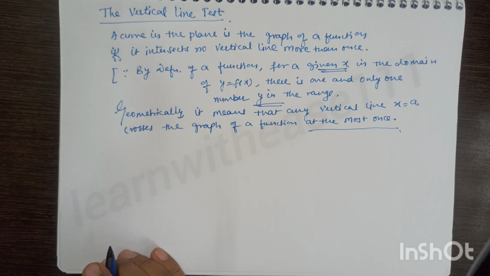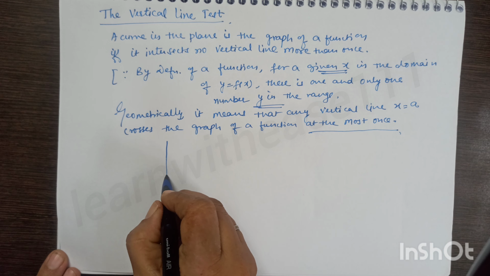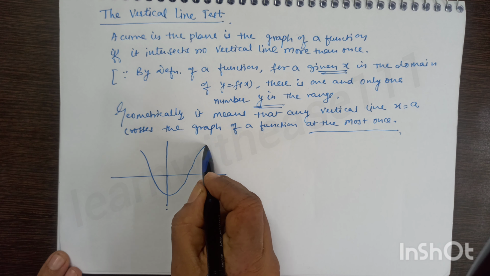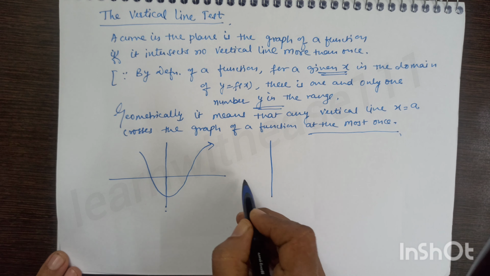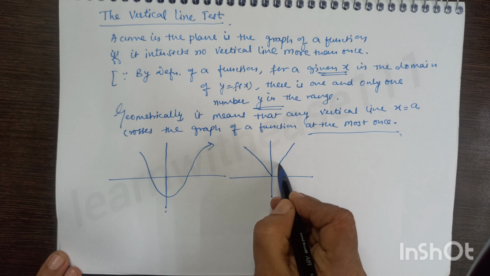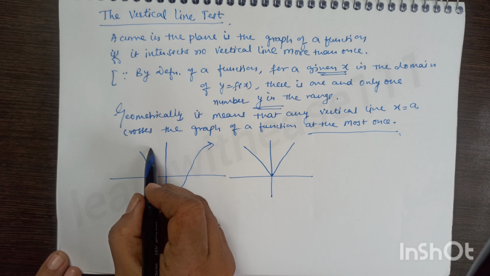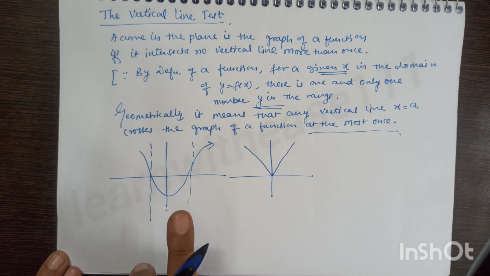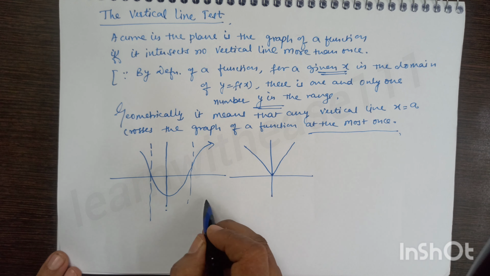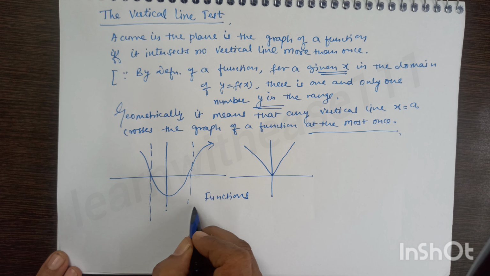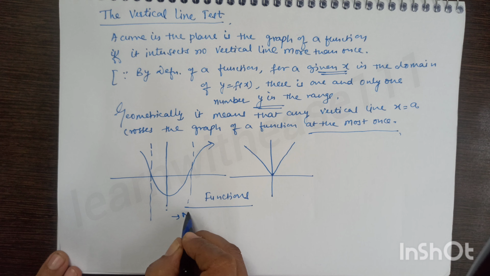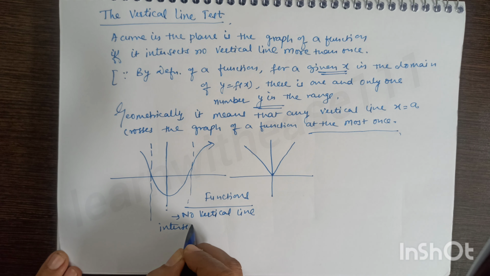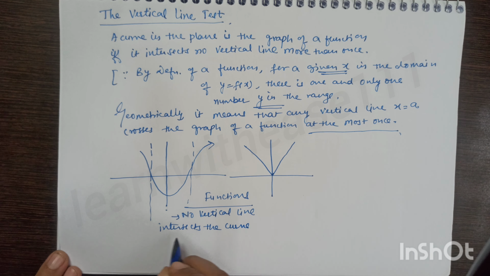For example, suppose this is the graph. In these two graphs which I have drawn first, you draw any vertical line, it cannot touch the graph more than once. It's not touching any vertical line more than once. So these are the graphs of a function, because no vertical line intersects the graph more than once.